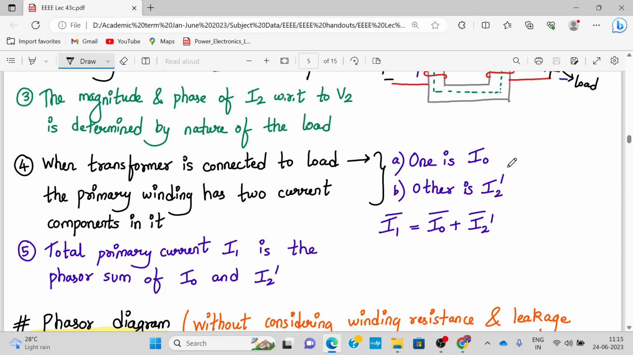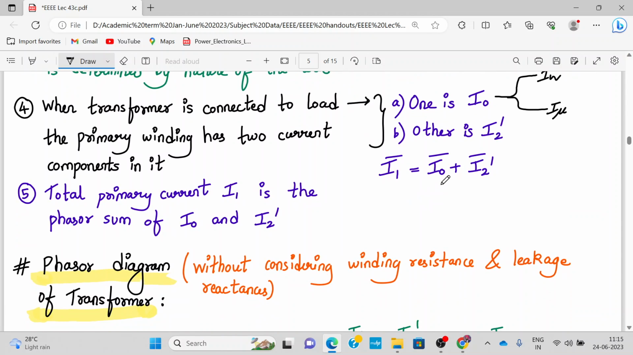One is I0 and one is I2 dash. We have seen I0 also has two components: one is IW and the other is I mu. So collectively, the total primary current will be given by the phasor sum of I0 and I2 dash.